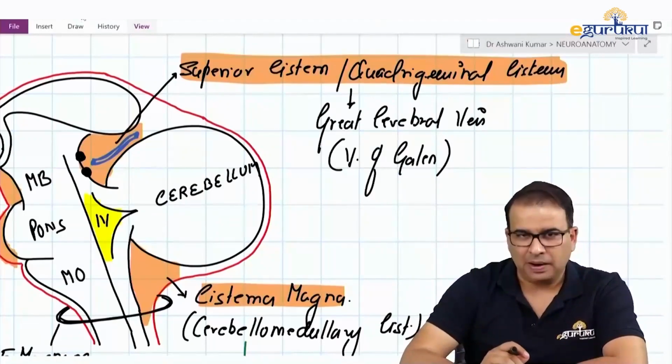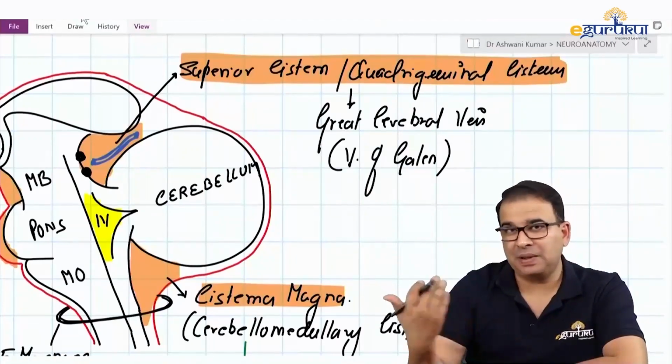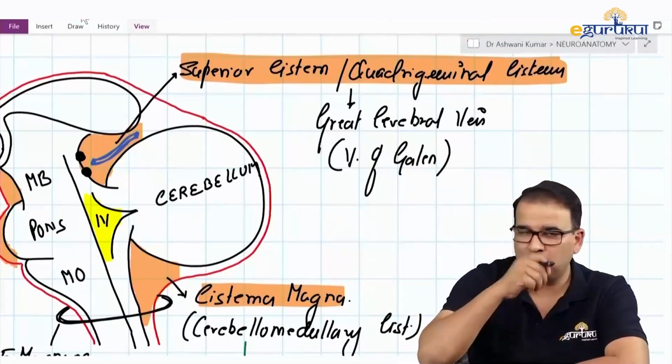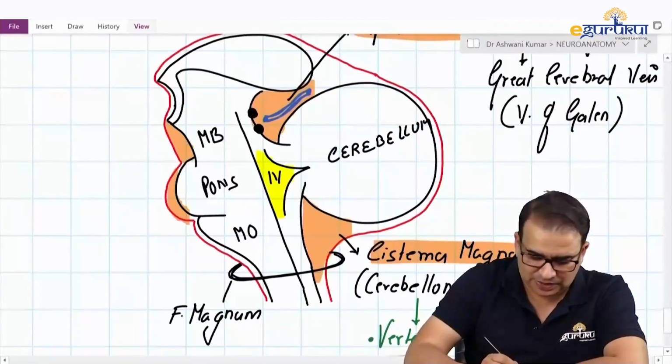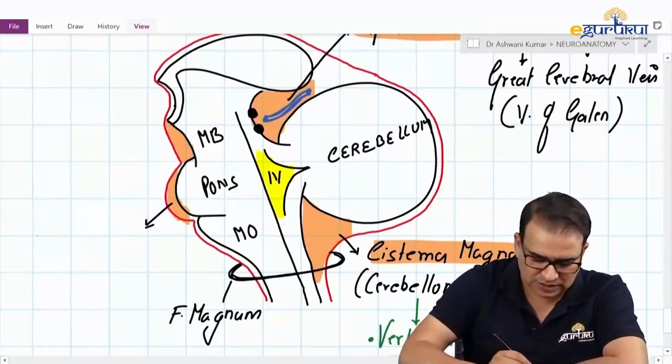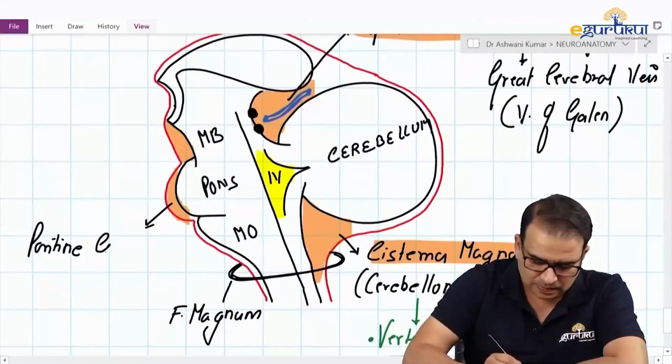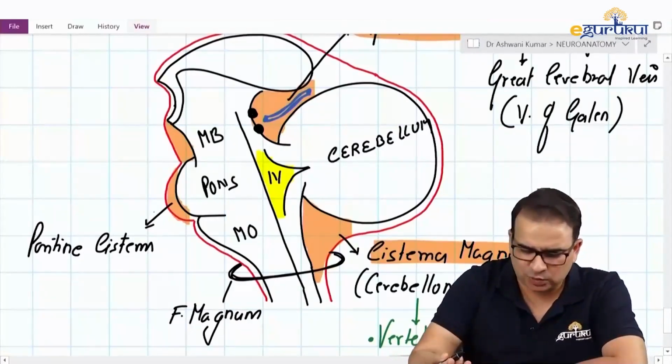We'll go to the anterior part. Now we saw the 2 cisterns present behind the brainstem, one above the cerebellum, one below the cerebellum. Now when you go to the anterior part, there's a cistern present in front of the pons. So we simply call it pontine cistern, or cisterna pontis, whatever you call it.